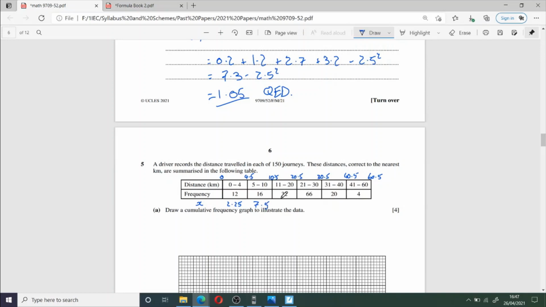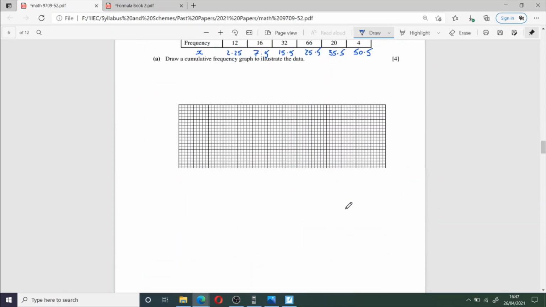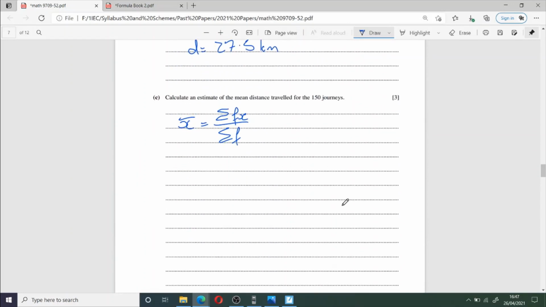The next one, 31 divided by 2, 15.5. 51 divided by 2, 25.5. 71 divided by 2, 35.5. Watch out, they like to get you into a bit of a pattern and then change it for the last one. This is 101 divided by 2 is 50.5. So we're going to use our frequencies, not our cumulative frequencies, with our x's in our formula.